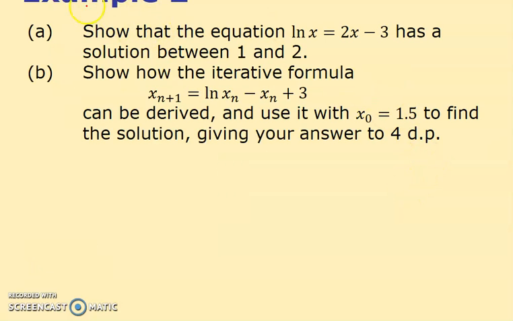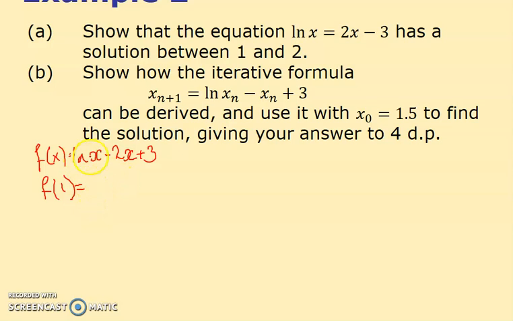Here's another example. It says example 2 at the top on this. So it says show that there is a solution between there and there. Okay, so let's get it all on the same side. We'll call it f of x. And then I'll do f of 1.